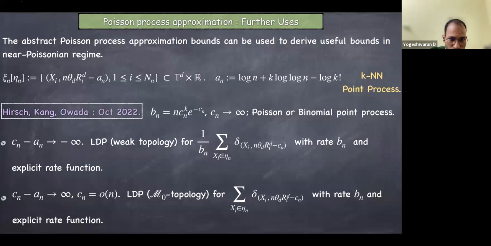Fine. So let me now end the first part. I will go to the second part. So this is the application to keep in mind, k nearest neighbor. I will now tell about our general results, which helped us to get these results about k nearest neighbor.